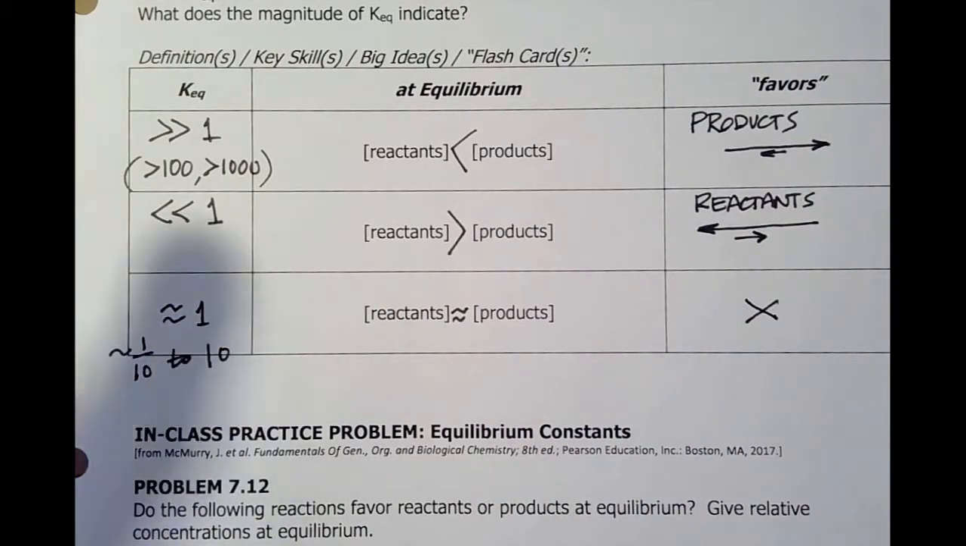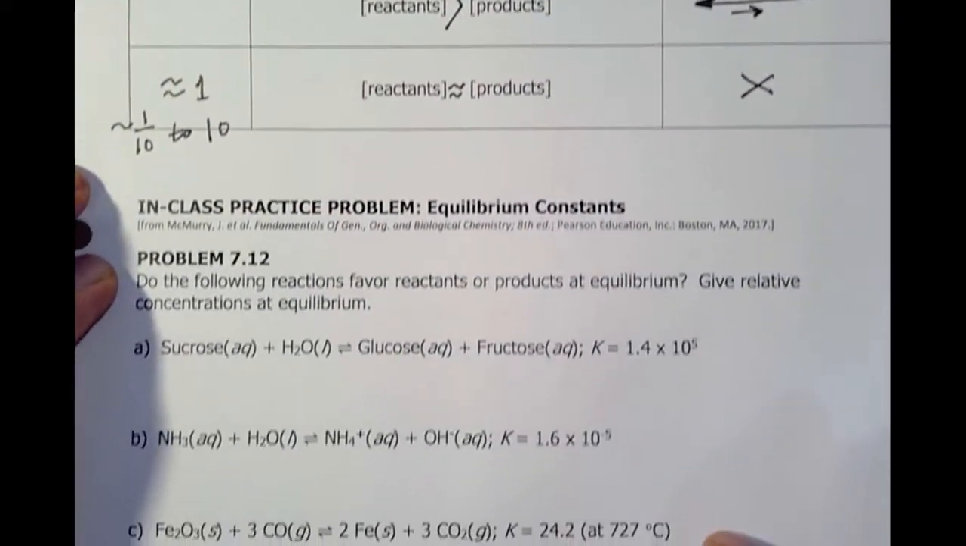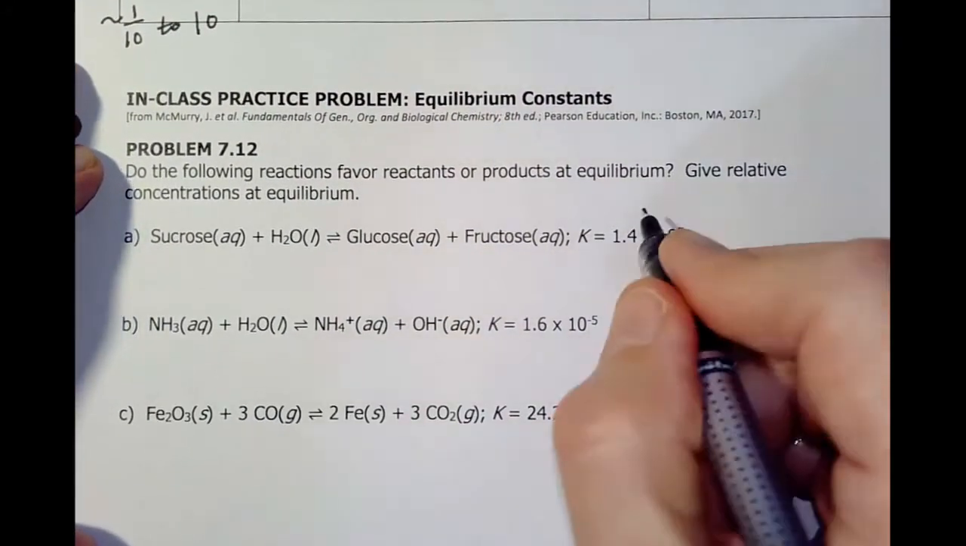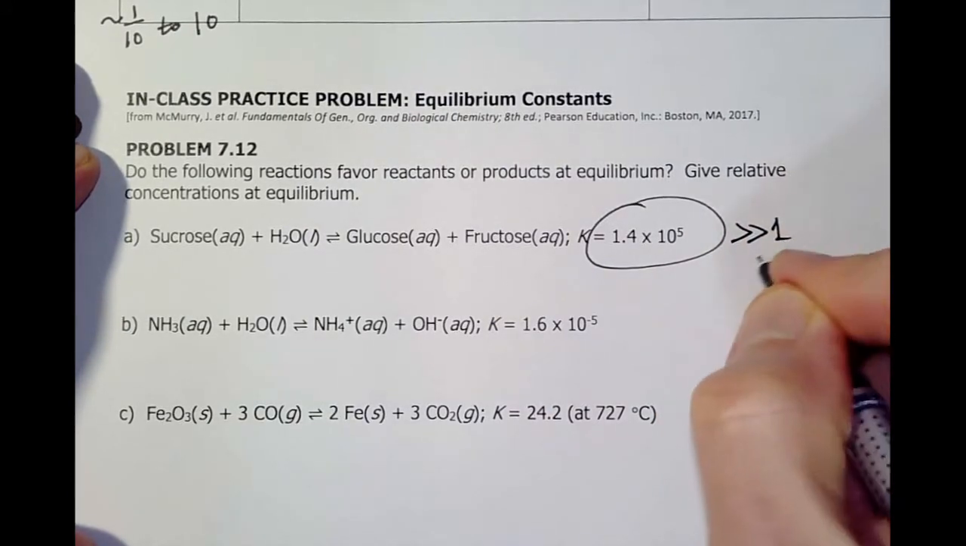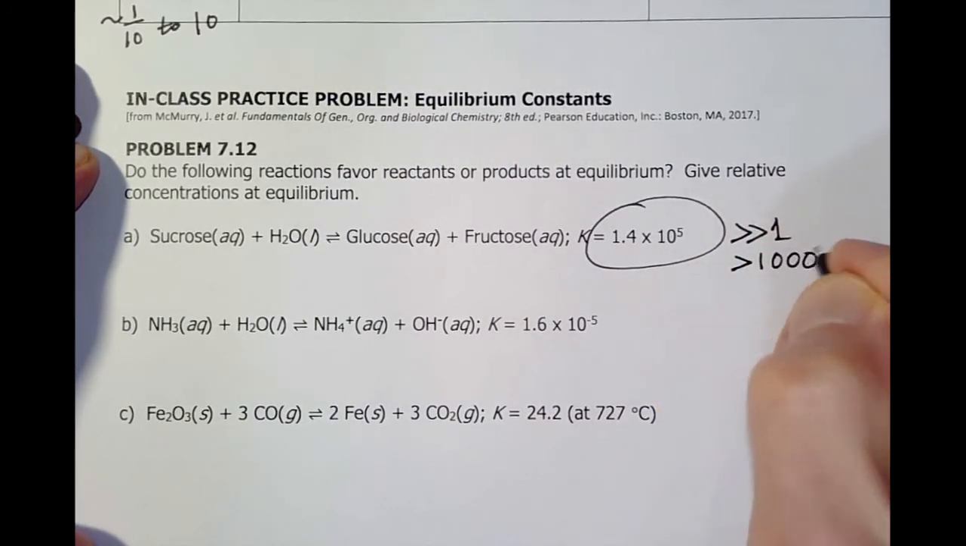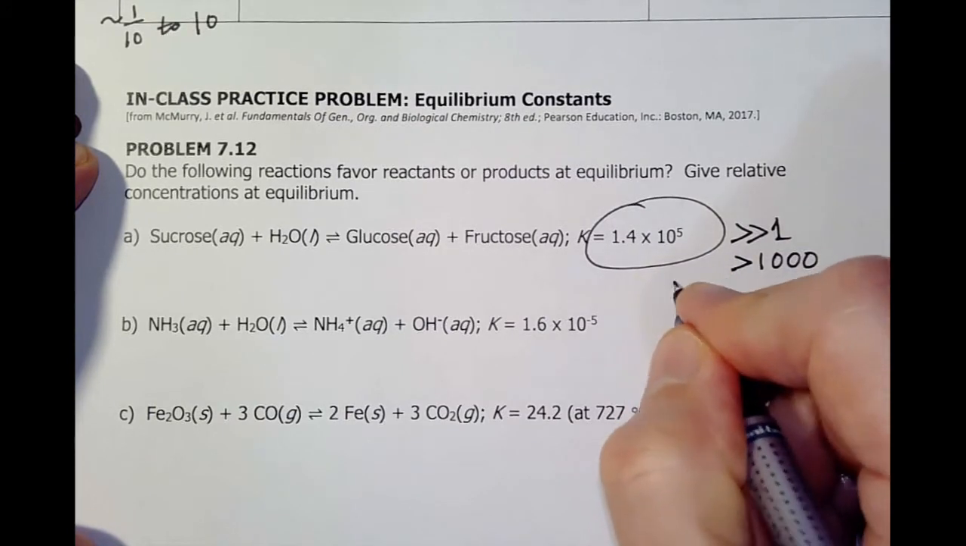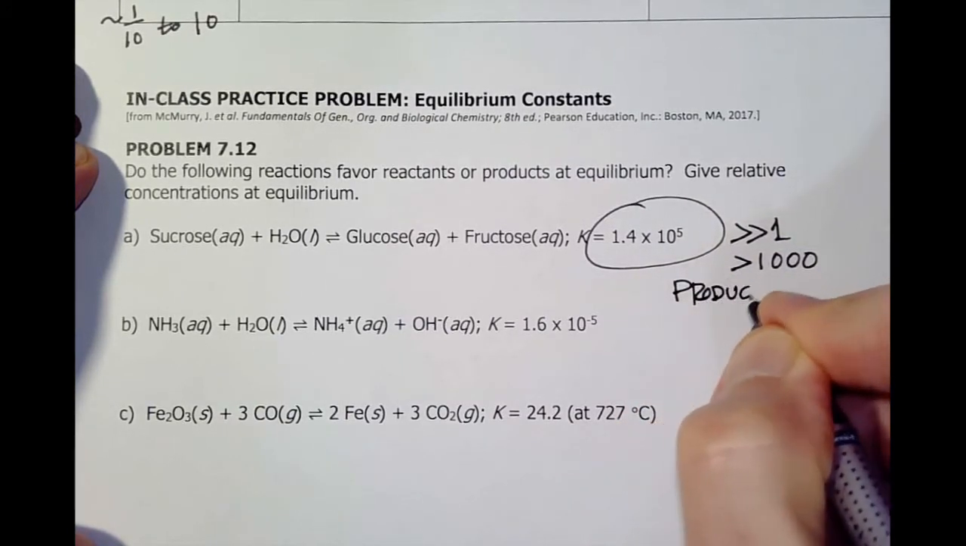So now with this in mind, we can come down here and look at 7.12 and you go, that's a big number. That's much bigger than 1. In fact, that's bigger than 1,000. So we'd say this favors products.